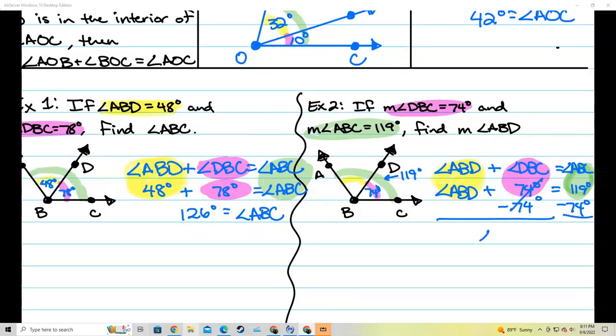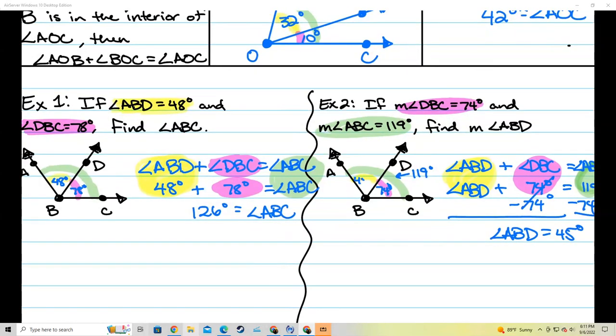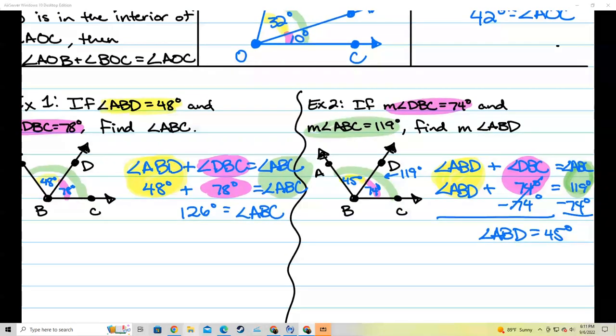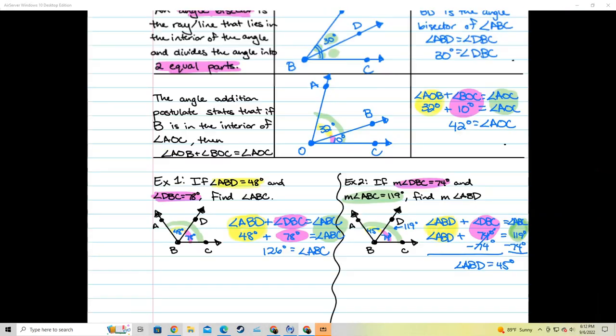These cancel, and I get angle ABD is equal to 45 degrees. And that makes sense because if I go over here and I put the 45, then 45 plus 74 does give me the 119 total. So very important that you set up your equations. And then from there, you just substitute your numbers and it'll tell you whether you need to add or subtract. There's really not much thinking involved.